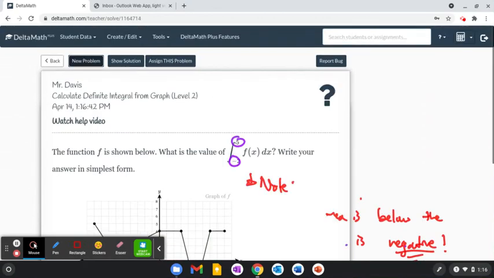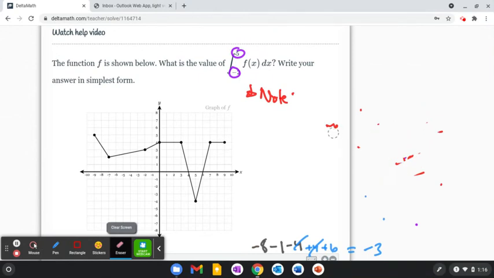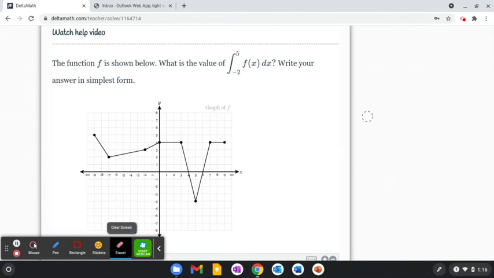Let's go ahead and do, maybe let's set up one more. There's my eraser. All right. Next one, from negative 2 to 5. So negative 2 is here. 5 is here.